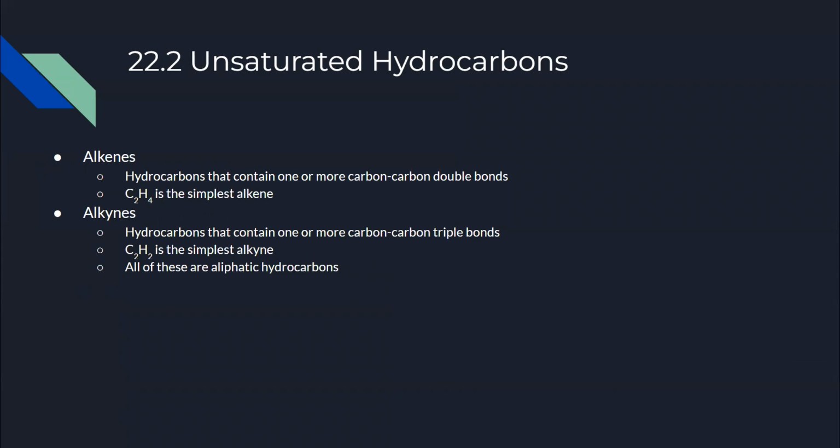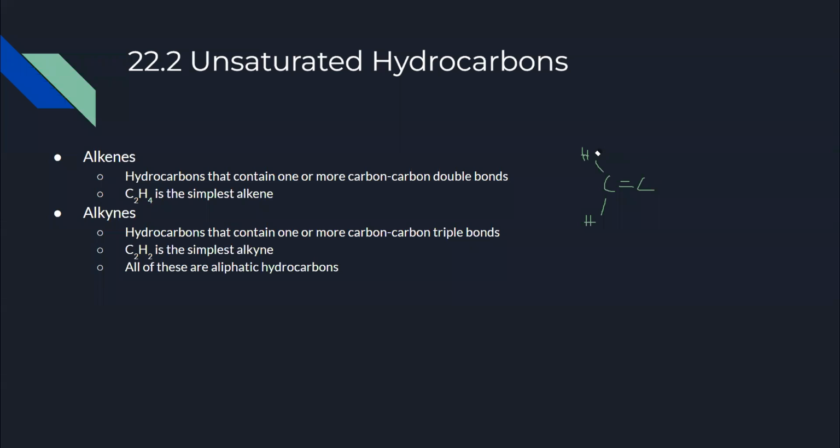So 22.2, unsaturated hydrocarbons. You have alkenes, which are hydrocarbons that contain one or more carbon-carbon double bonds. The simplest of these is ethene. It has C, H, H, so it has this, right? And you have a double bond between the carbons. You have the octet rule in effect. My bad, I made a mistake with that.